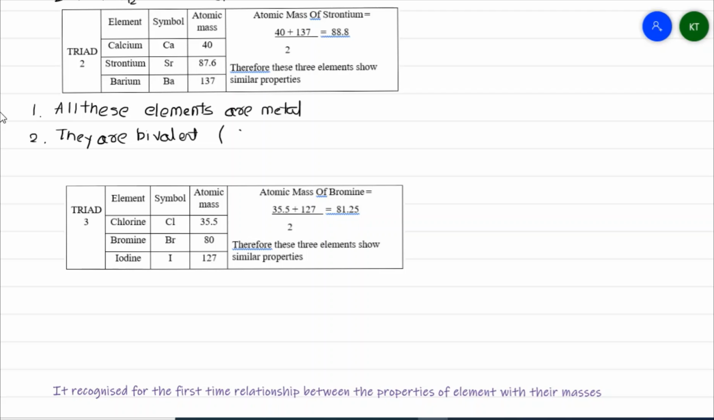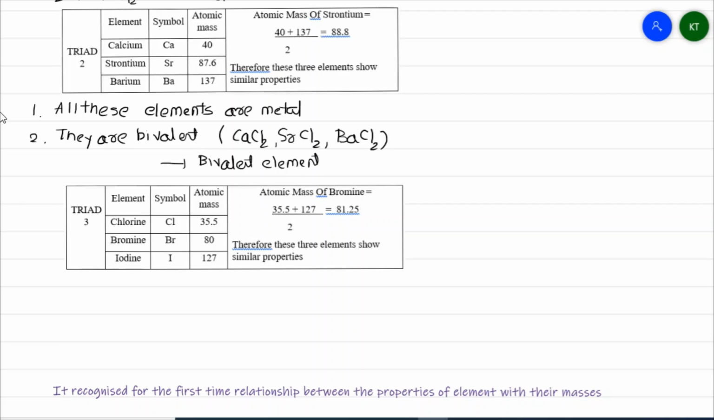So I get compounds like calcium chloride, strontium chloride, and barium chloride. As you observe, each atom combines with 2 chlorine. So the valency is 2. So I call these bivalent elements.